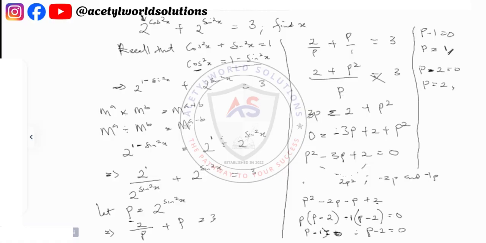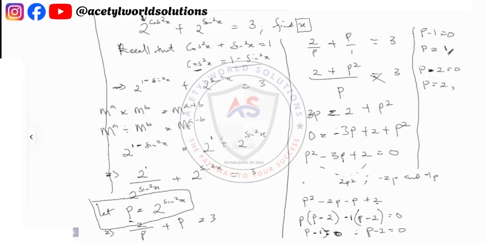But don't forget that we are not asked to find p, we are asked to find x. You are the one that actually simplified the problem by looking for another unknown. Now, let's recall this. Don't forget that we said our p is 2 raised to power sin square x. Okay, let me just solve that here. Sorry.